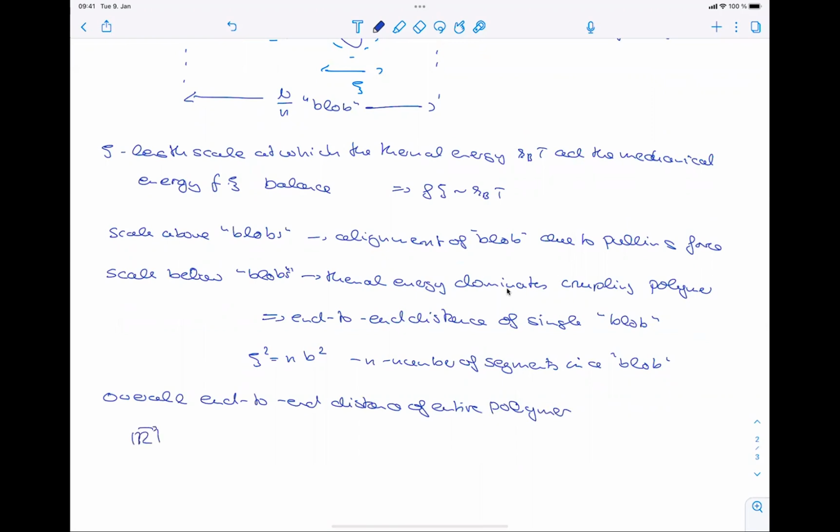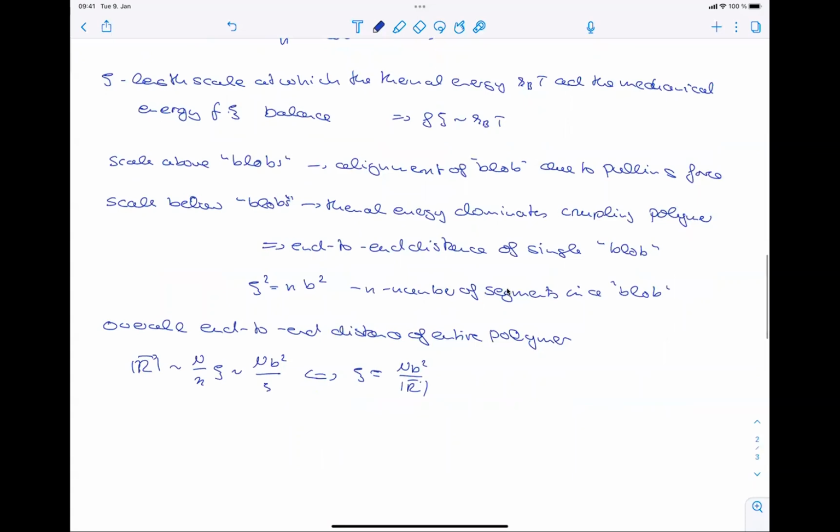Namely, now my end-to-end distance R is n over n times the size of these blobs, right? But we know how big they are because they scale with NB, and so here we can rewrite this as NB squared over xi. With this, we get this blob length scale is given by that, and from this we can get the force extension relationship.